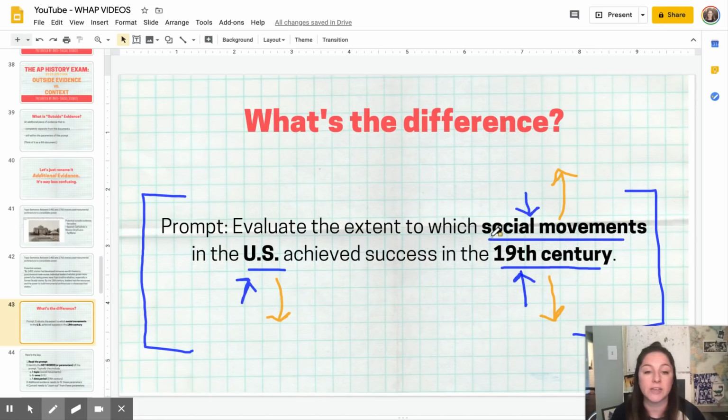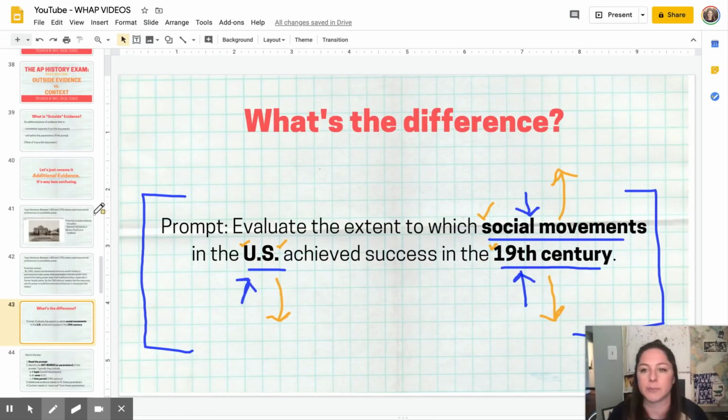So again, you notice, if I'm going to talk about before the 19th century, I'm going to keep the United States and the social movements the same, and I'm just going to expand the time period. So I might talk about social movements in the 18th century and how that led us to where we are today. Or if I wanted to talk about other social movements, or movements beyond social movements, I'm going to stick to the United States and the 19th century, but I might expand to talk about rising industrialization and how that might explain some of these social movements. So what you're doing is outside or additional evidence is still following all of the parameters of the prompt, but context is taking one of those parameters and zooming out.